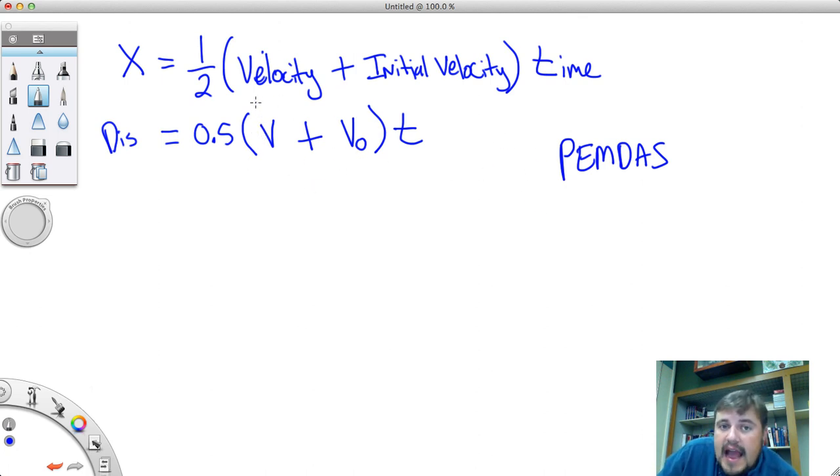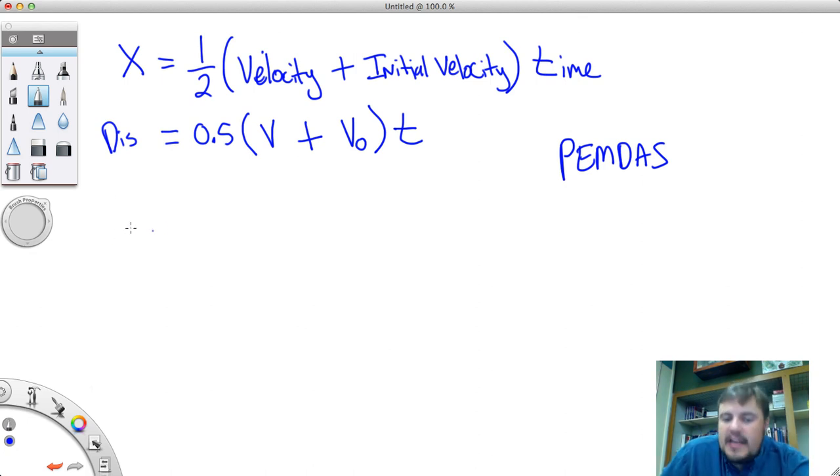So you're always going to add your velocity, which is probably your final velocity, plus your initial velocity. Then you're going to multiply that by 0.5 and multiply that by time. Okay? So let's go ahead and let's calculate some displacement.